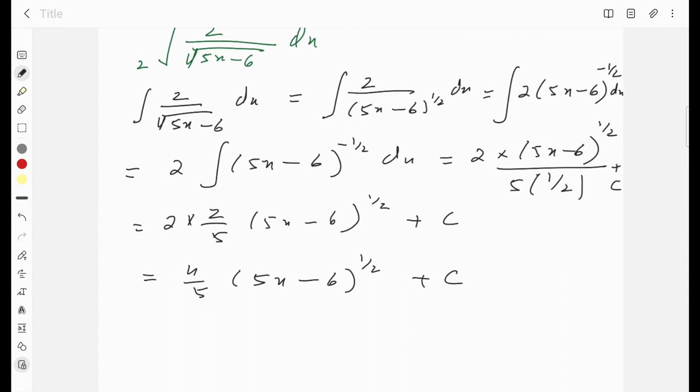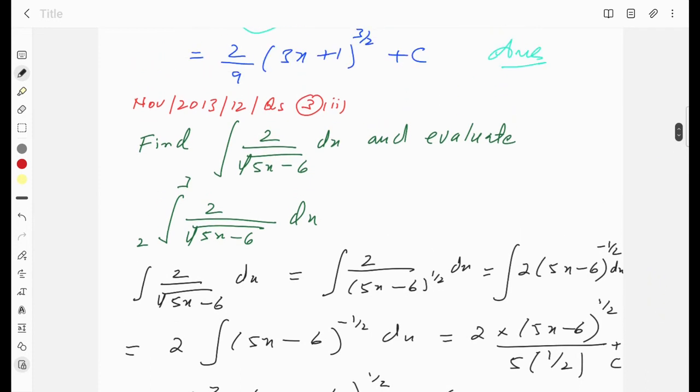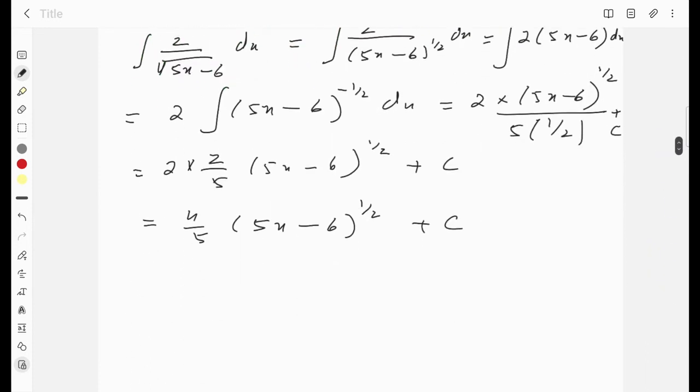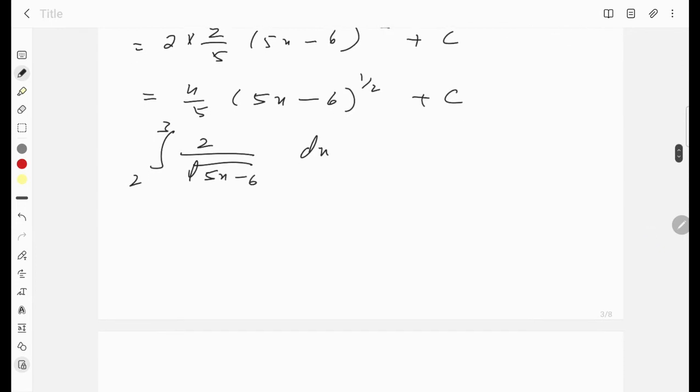Now if you look at the question, there is a definite integral as well, and if you integrate with this definite integral, you can use the result which you have already obtained in the first part and apply the limit. So this is the integral.